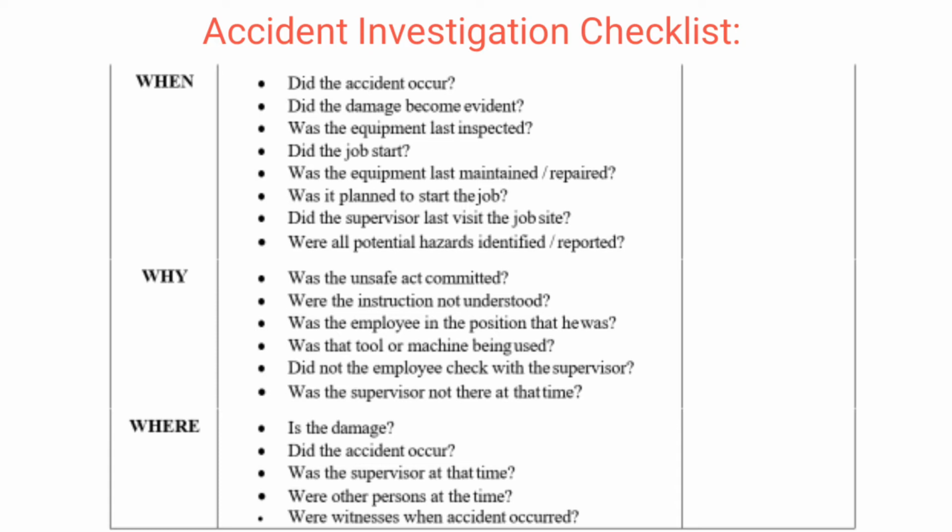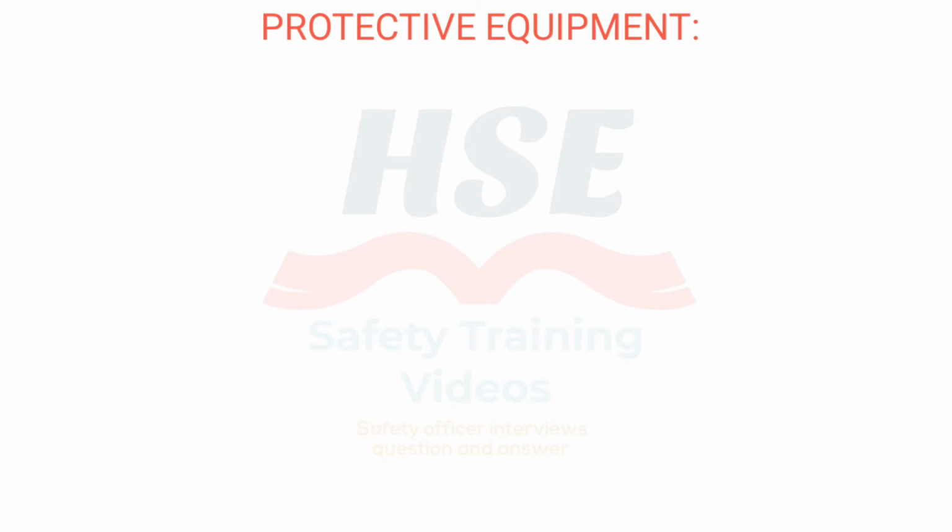Why was that tool or machine being used? Why did the employee not check with the supervisor? Why was the supervisor not there at that time? Where is the damage? Where did the accident occur? Where was the supervisor at that time? Where were other persons at the time? Where were witnesses when the accident occurred?